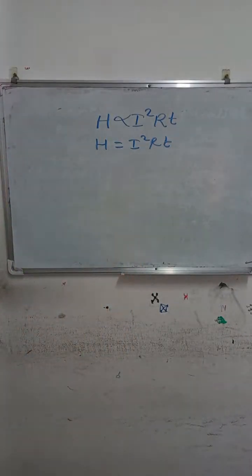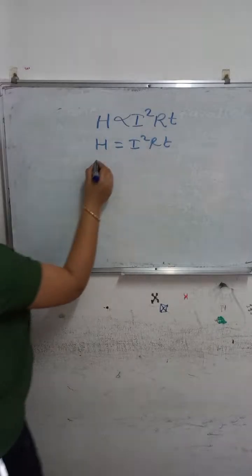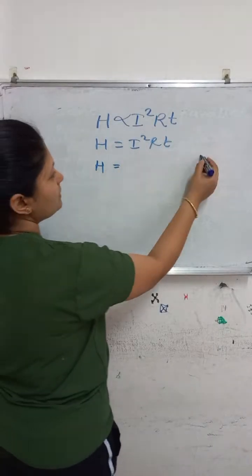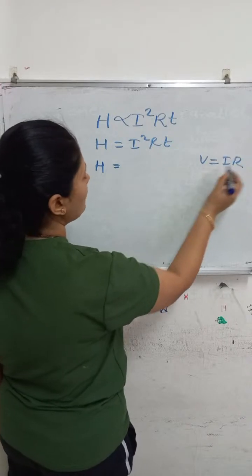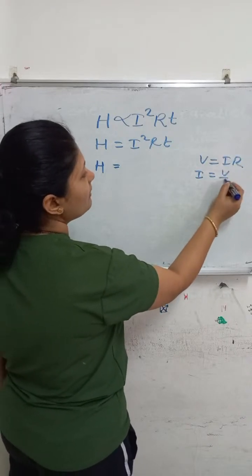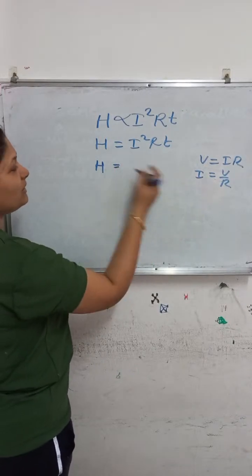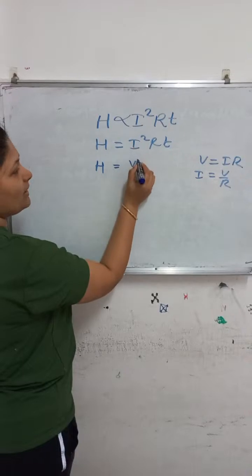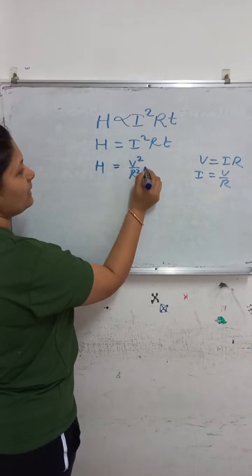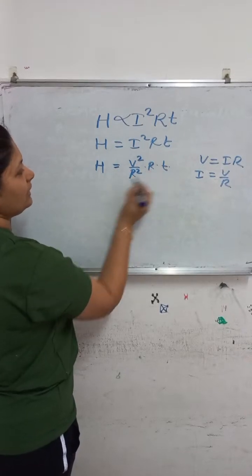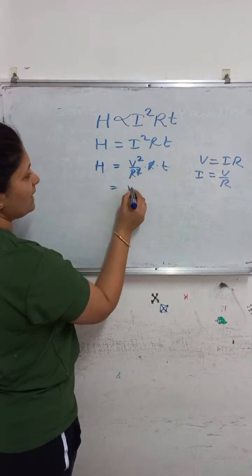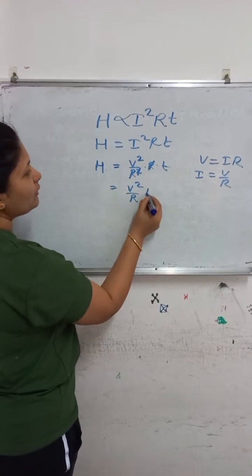This is nothing but the heating effect in the resistor, and we can write it as VIT also. Suppose V is equal to IR, then I is nothing but V by R. So I will substitute I is V by R, and square is there. So V square by R square into R into T. One R gets cancelled, so H is V square by R into T.